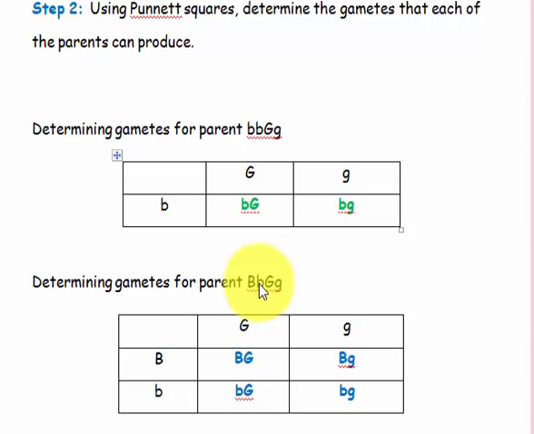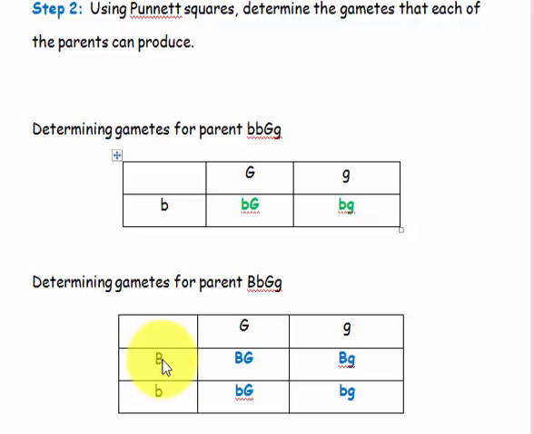Now for eye color, this parent has 2 different types of alleles, a capital B and a lowercase b. And for coat color, it also has 2 different types of alleles, an uppercase G and a lowercase g. Now when we combine these alleles, we will have these different types of gametes.